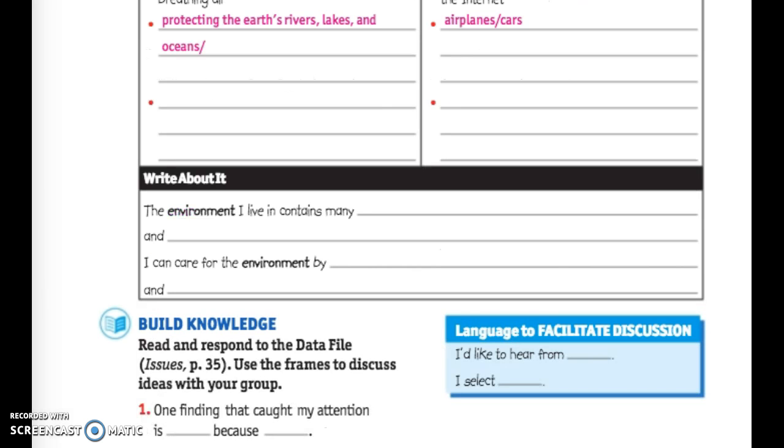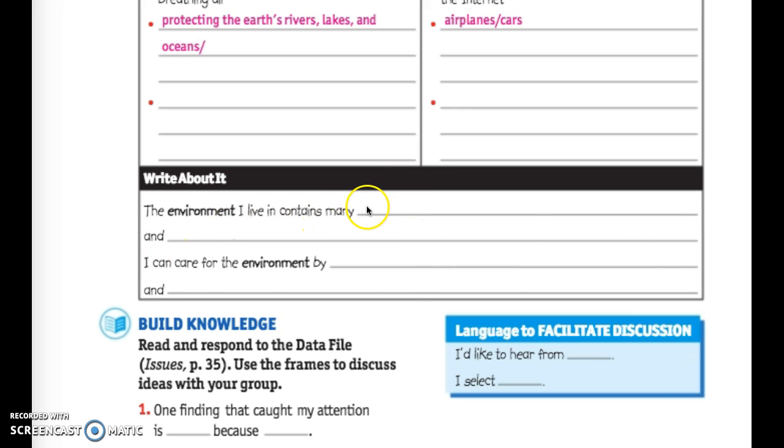So now let's move on to the final section of this video, the write about it section. So we talked about the meaning of environment, gave some examples, some non-examples. So you're going to fill out these two sentences. This one says, the environment I live in contains many blank and blank. It looks like they're both going to be two nouns. Remember, a noun is a thing. Could also be a person. So the environment I live in contains many, it could be trees and large apartment buildings.